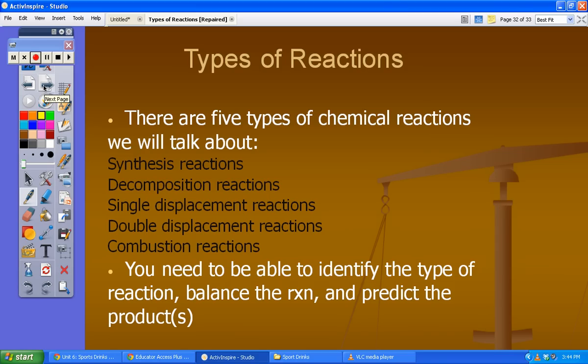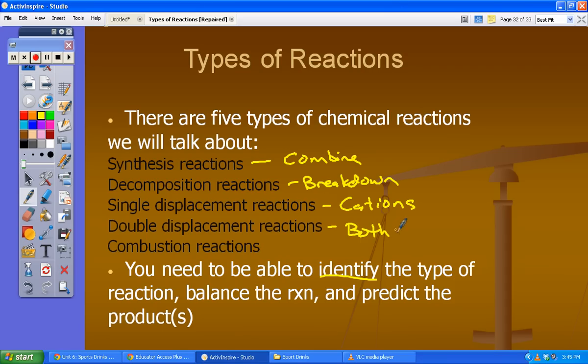You need to be able to identify them based on what is being made, if it's being broken. So in synthesis, we're combining. In this, we're breaking down. In this one, we are exchanging cations. In this one, we're exchanging both ions. In combustion reactions, it's always oxygen that results in CO2 plus water. So those are the key points for the types of reactions as far as identifying them.